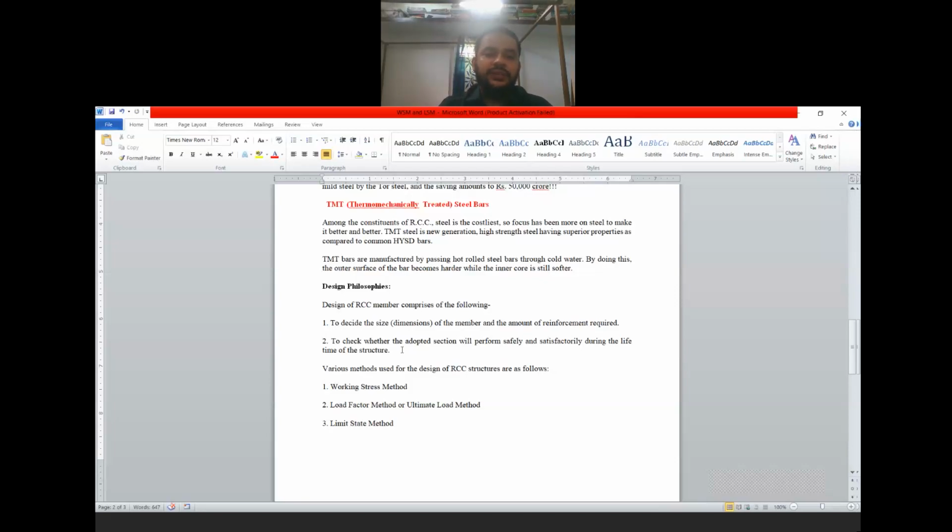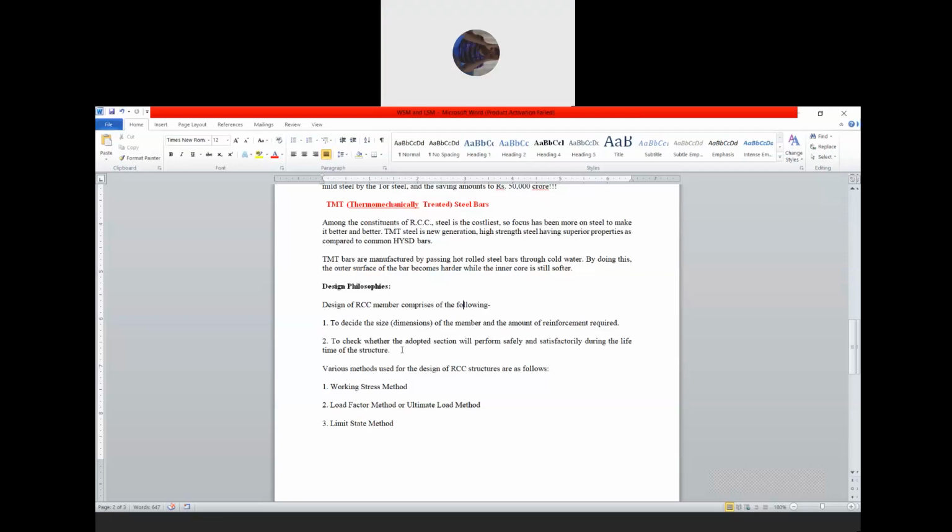Now at present, if I tell you to construct a building in Guwahati, will you design the building based on the three methods, or will you design it based on only one method? Can anyone tell me which method we will follow? Can you guess which one? Or if you know, just tell me.